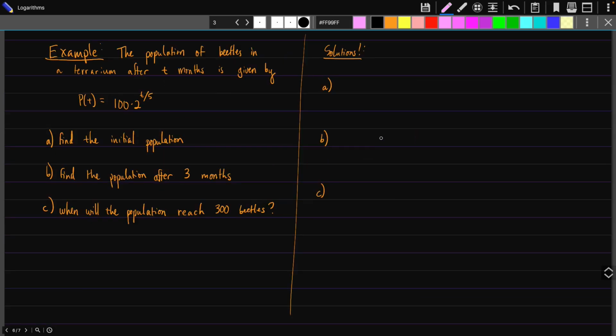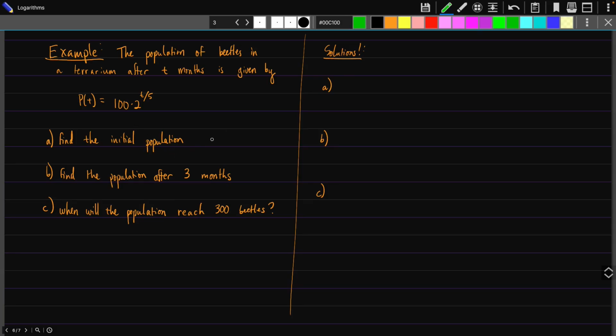All right, so now let's work a little bit more of a complicated example. In this example, the population of beetles in a terrarium after t months is given by this formula, p of t equals 100 times 2 to the t over 5. And then the problem is asking us to first find the initial population, second find the population after 3 months, and third, find when the population will reach 300 beetles.